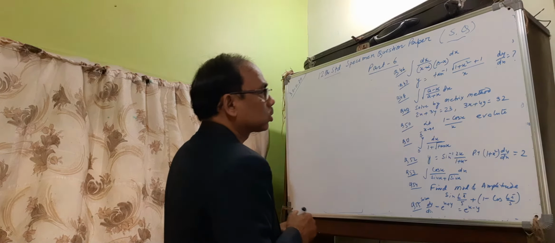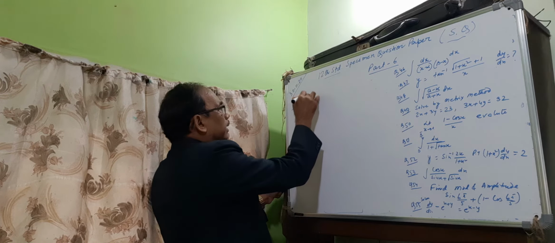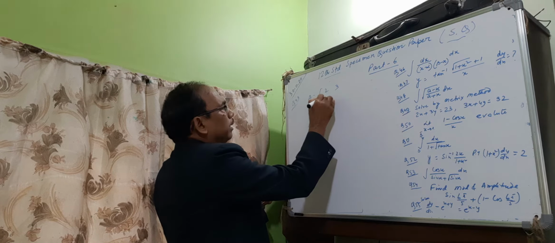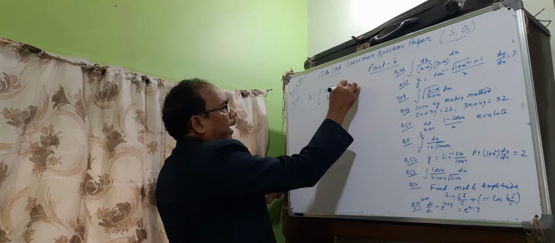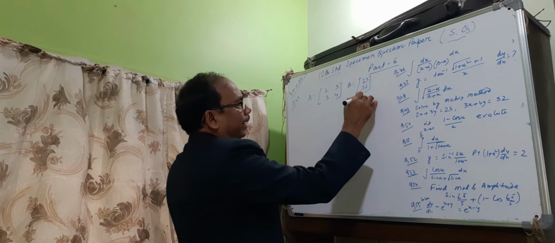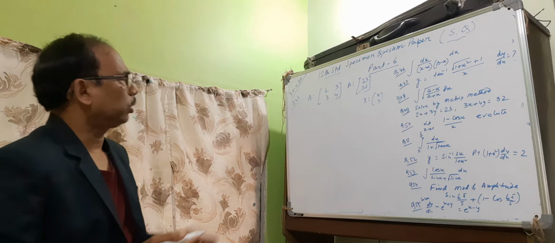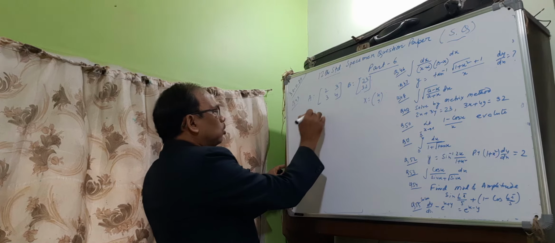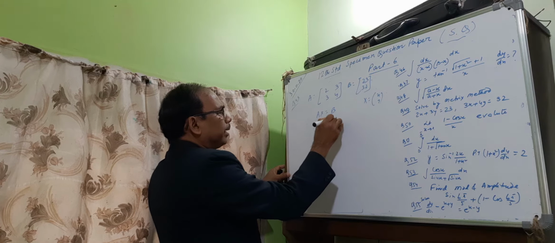Question number 49 is solved by matrix method. Question number 49, here A equals 2, 3 and 3, 4 and B is 23, 32 and let X equals xy. So we have to take the solution of the given equation by matrix method. You know AX equals B, then X equals A inverse B.